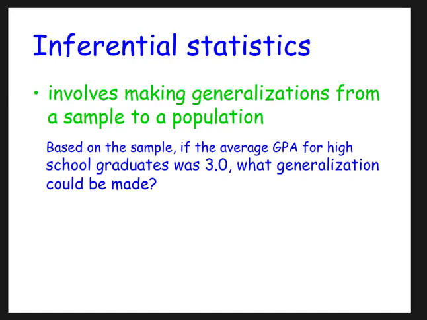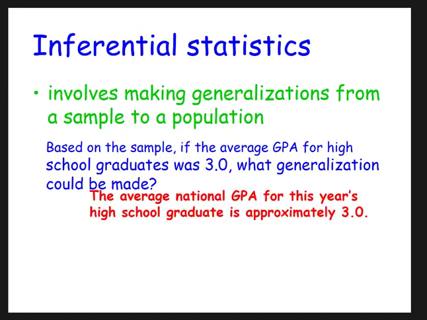So in this case, we might say, based on our sample, if the average GPA for high school graduates was 3.0 on our sample, what generalization could we make? We would say that if the sample that we took had an average GPA of about 3.0, then the average national GPA for this year's high school graduate is approximately 3.0. We're just saying what we found in our sample, we're going to generalize that to our population. Again, that's assuming we took a good sample. And we haven't talked about taking a good sample yet. What's involved in that?